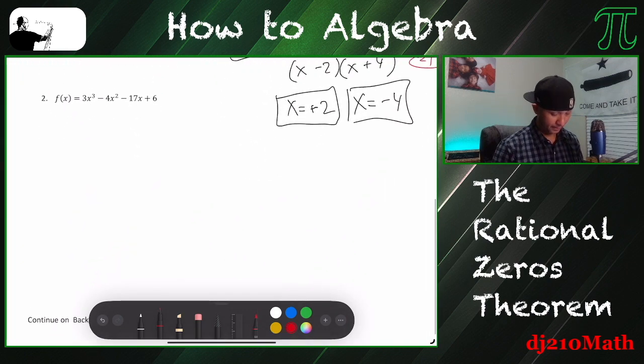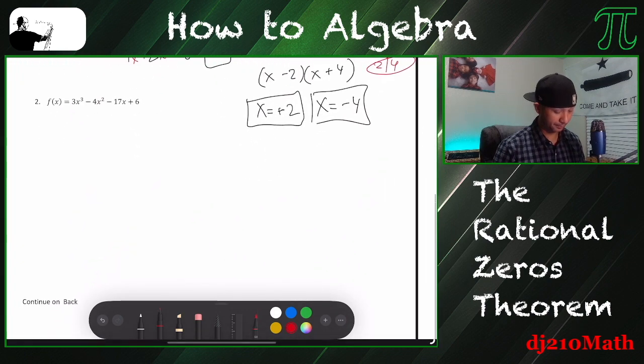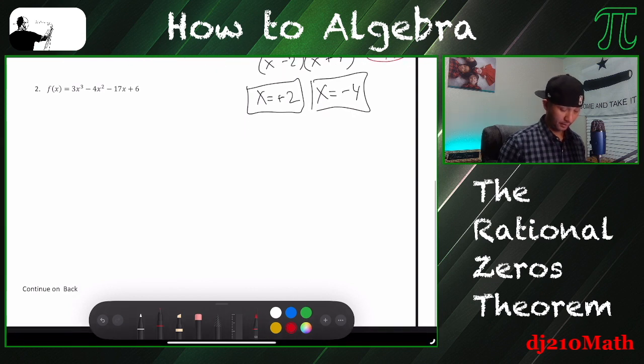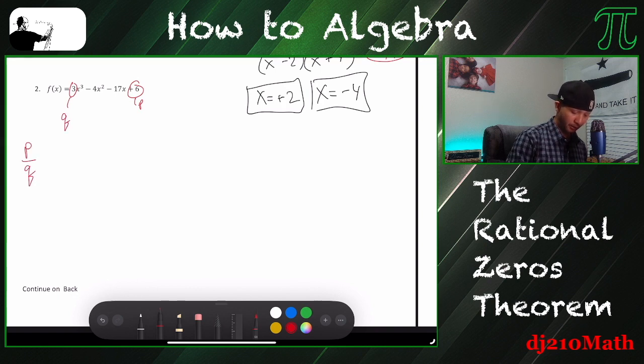Okay, let's look at another example. I want to take the factors of 6, because this is my P. The coefficient's 3, call this Q. And I want P over Q. This will tell me all the possible factors. It doesn't guarantee me a factor, but because it's a third degree polynomial, and it's odd, it's guaranteed to have at least one.